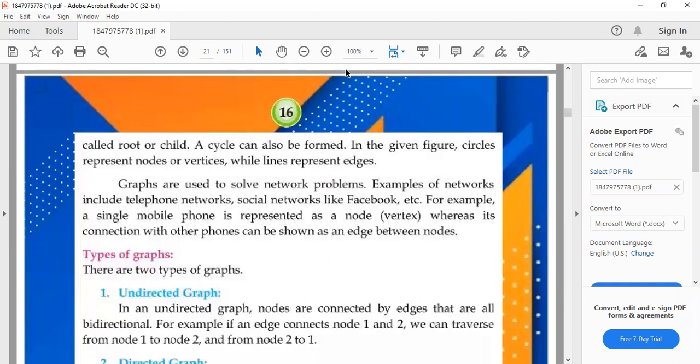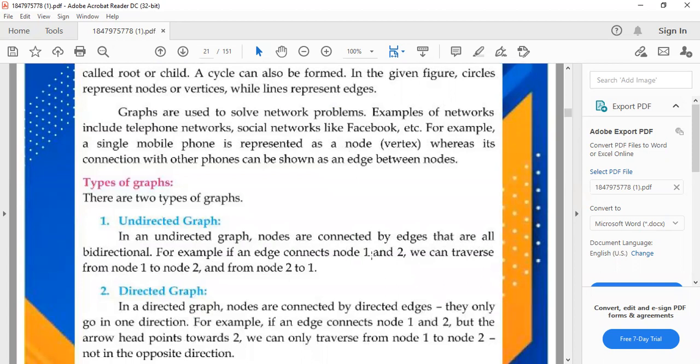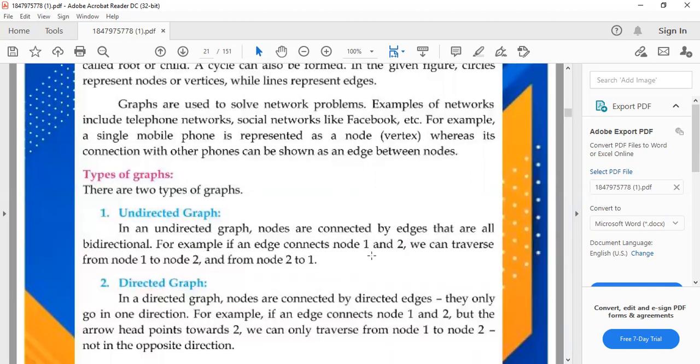So why is there a need for graphs? Graphs are used to solve network problems. Examples of network problems include telephone networks and social networks like Facebook. So these graphs are used to solve real network problems. For example, a single mobile phone is represented as a node, where its connection with other phones can be shown as edges between the nodes. So that was the example regarding networks, like a telephone network or social network, where a mobile phone is presented as a node, and its connection with other phones can be represented as edges.